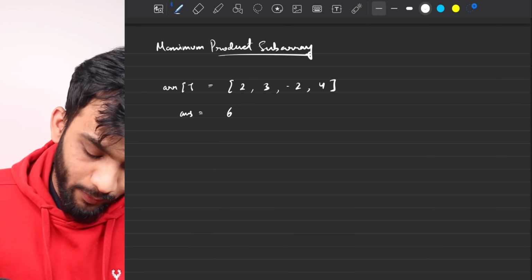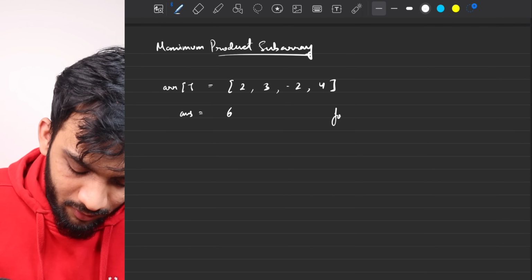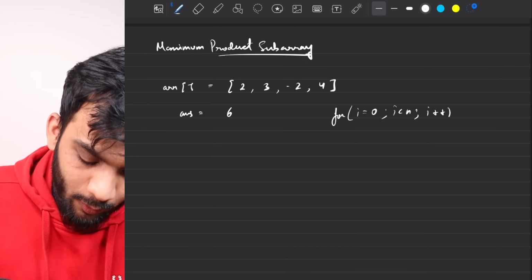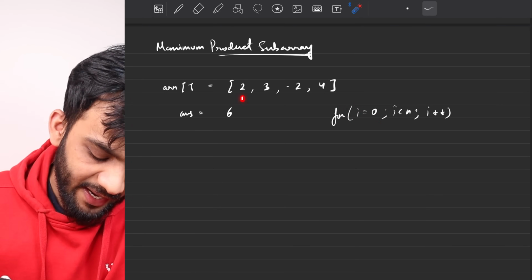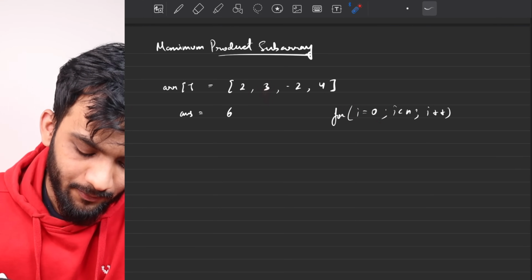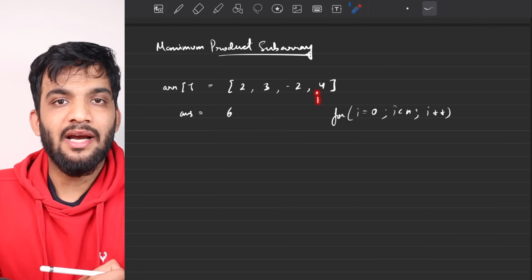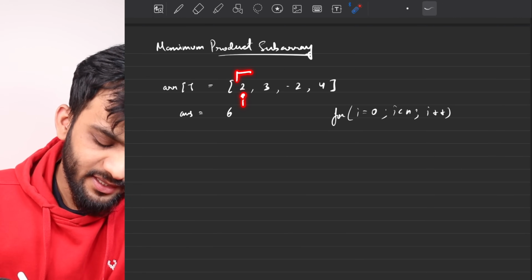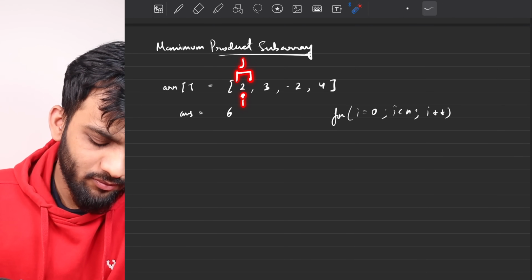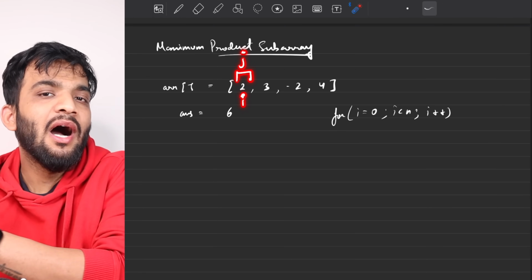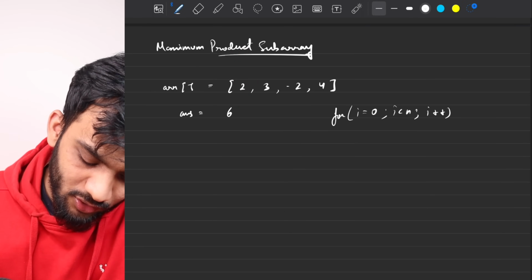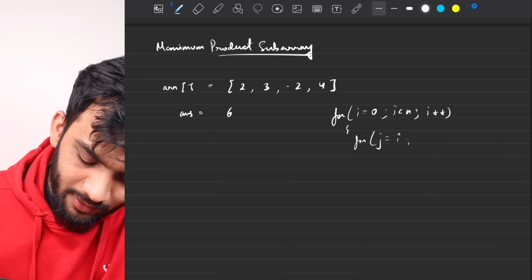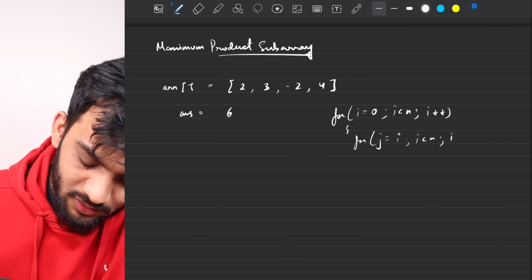So what I can do is, I can say, okay, for i equal to 0, i less than n, i plus plus. So what will happen is, I will be first standing here, then I will be standing here, then here, then here. So whenever i stands here, what's the first subarray? It's just 2. So maybe j can start right from i and go ahead till n. Perfect.